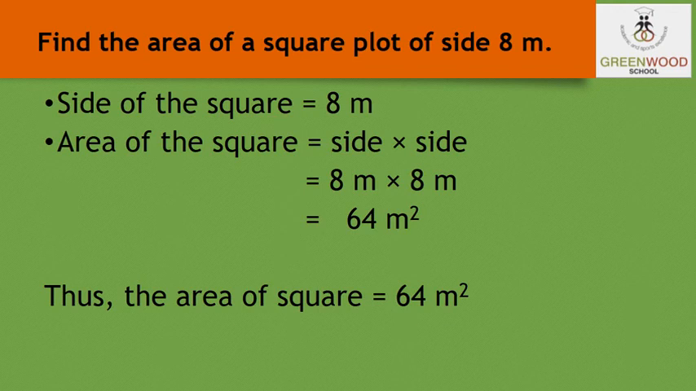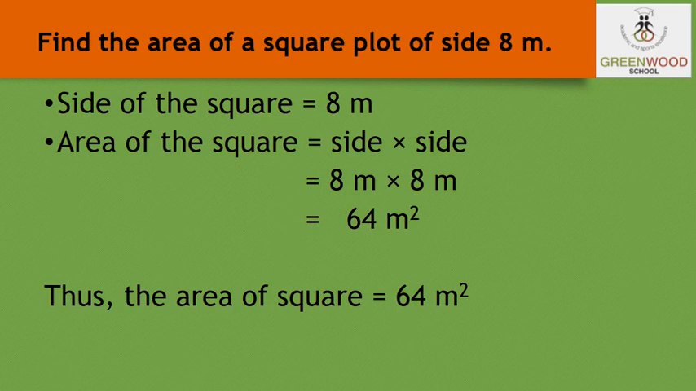Find the area of square plot of side 8 meter. Here in the question, the plot is of square shape. In the square shape, each side is of equal length and side of the square is given as 8 meter. Area of the square is equal to side into side, as we studied. Area of square equals L into L, where the length of side is given as 8 meter.